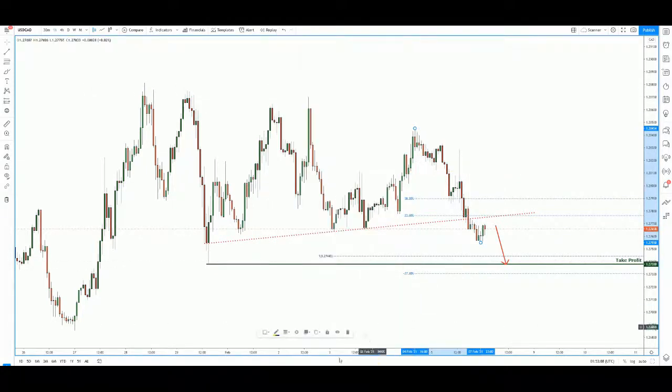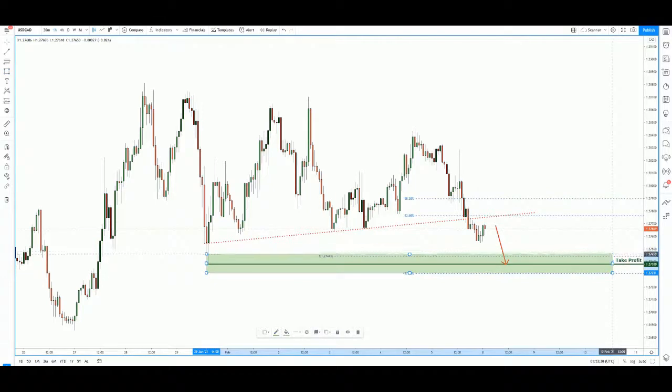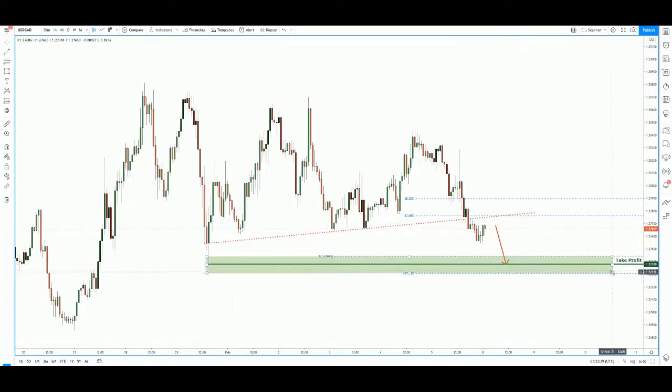Now we know that this zone is quite big. Negative 27.2 is here. If you look to the left, there really isn't any point of reference except for this spike right here. So I just want to draw a box. Anywhere in this area is a good take profit zone. Alright, so that's just something for you guys to take note of. Okay, so anywhere in this area is a good take profit zone.